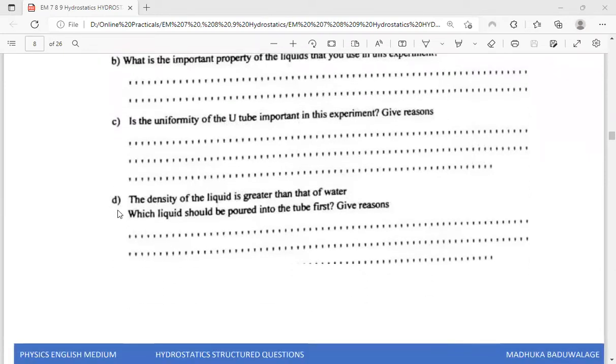Part D asks: the density of the liquid is greater than that of water, so which should you add first, and give reasons. We have to add the liquid which has the higher density first. If we add the liquid which has a lower density first, it might crack and can be added to both arms.